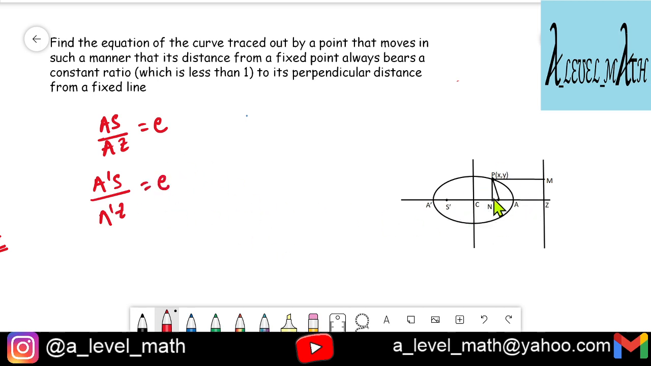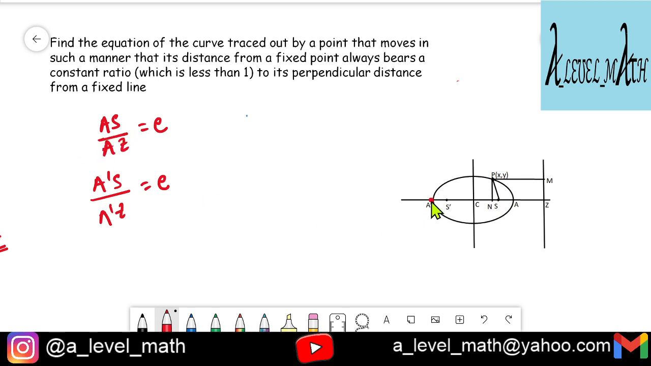So just now I said that if you take any 2 points on the ellipse, the ratio of the distances from the focus and the directrix maintains the ratio E. So if I take this as my point on the ellipse, then what is the distance from the focus? AS. And what is the distance from the directrix? It's AZ. So AS by AZ is equal to E units.